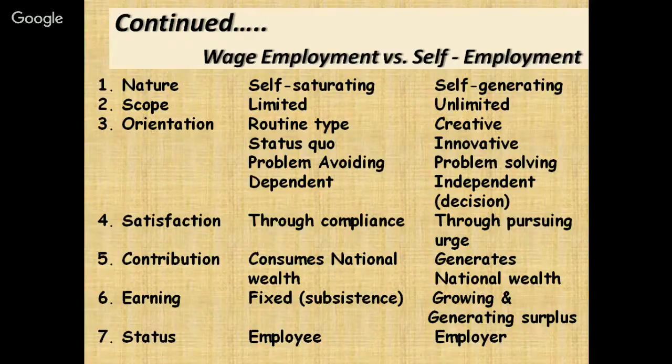Orientation: in the case of wage employment, our orientation is generally routine type, status quo. It is based on your level: there is an assistant professor, associate professor, professor, dean, vice principal, director, vice chancellor, chancellor. You follow the level of status, and normally the attitude is problem avoiding.